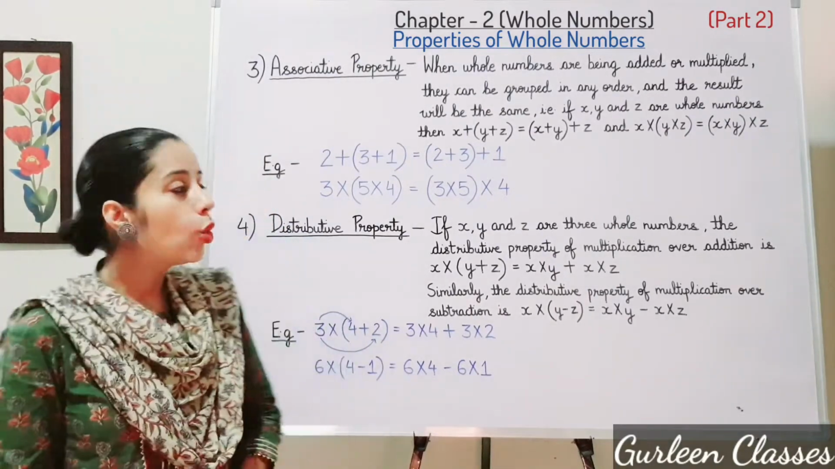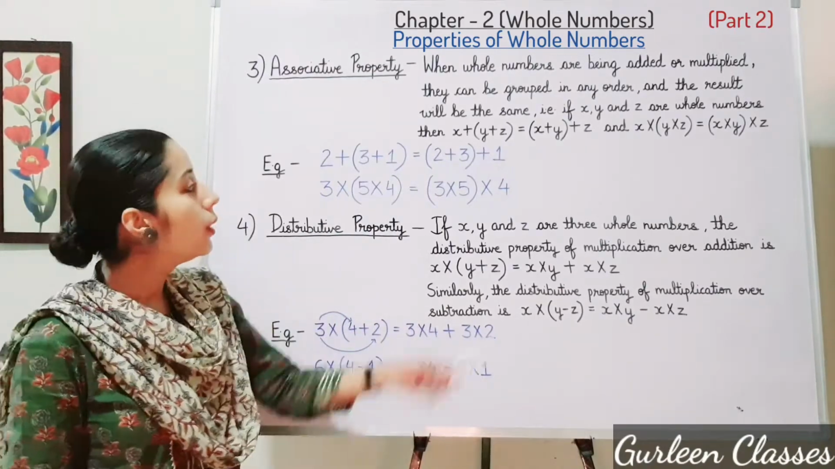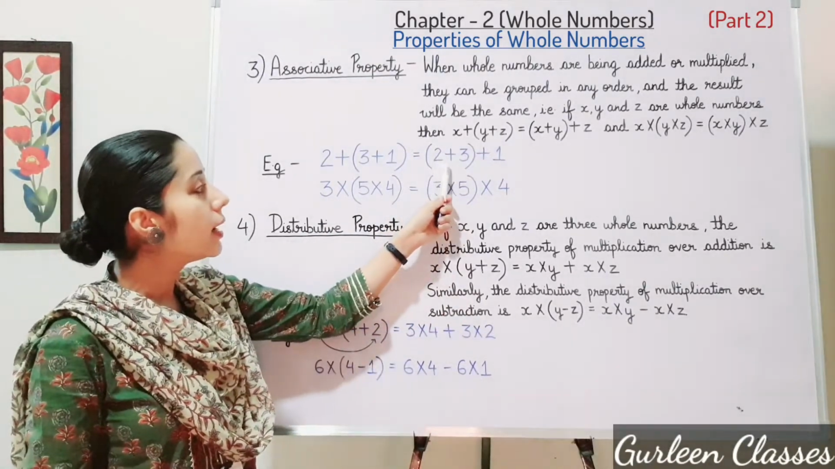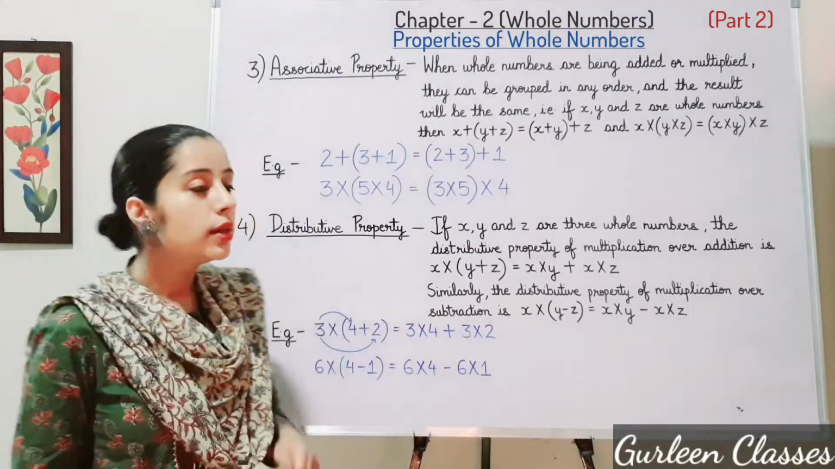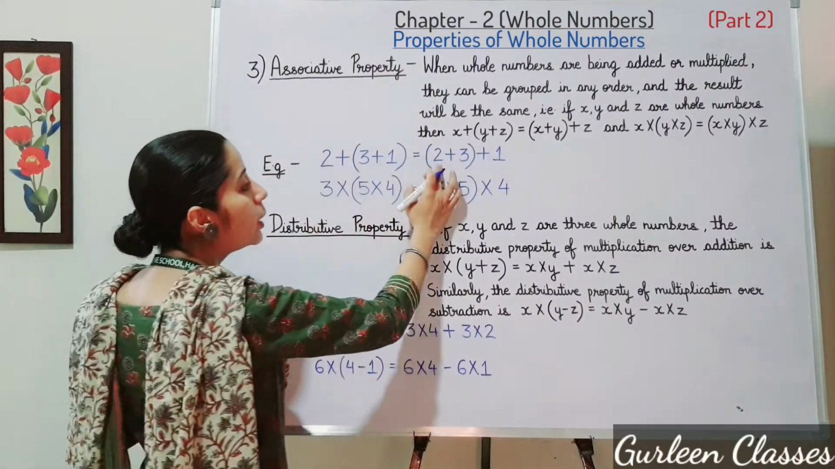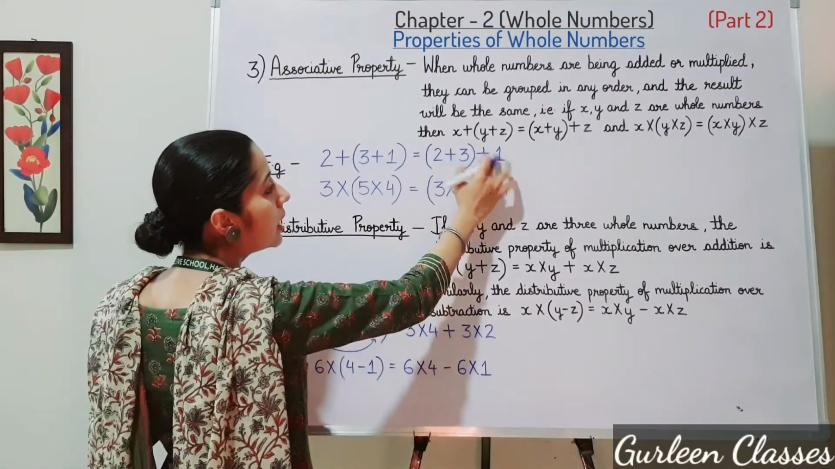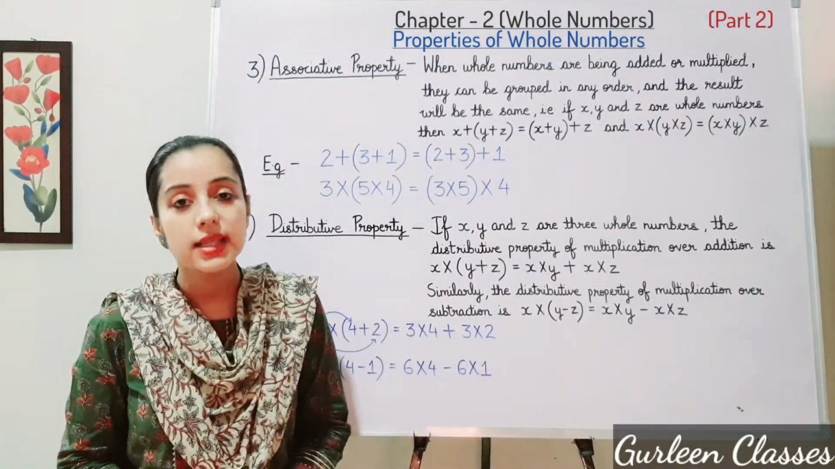Example, 2 plus, in bracket, 3 plus 1, is equal to, here 2 plus 3 is in a pair, plus 1. So let us see whether LHS and RHS are equal. Here 3 plus 1 is 4, 4 plus 2, 6. 2 plus 3, 5, 5 plus 1, 6. So here they can be in any order, but the result is the same.